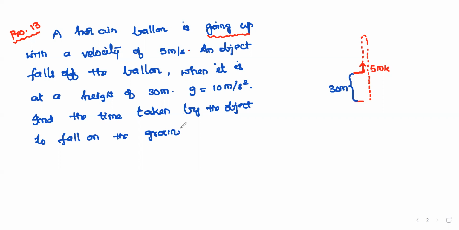First of all, if you understood the question, this is very easy, direct formula based. Initial velocity is 5 meters per second. What have you posted? Oh, Chanakya already posted some answer there. Okay, we will see. When it is at a height of 30 meters, g is equal to 10 meters per second squared.